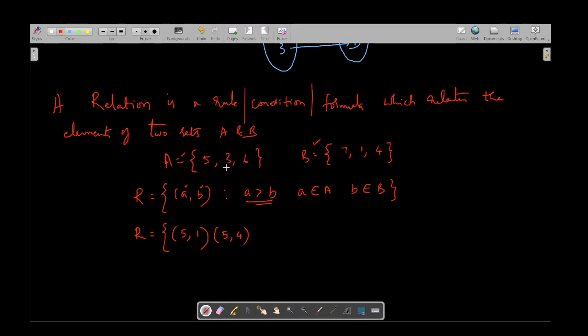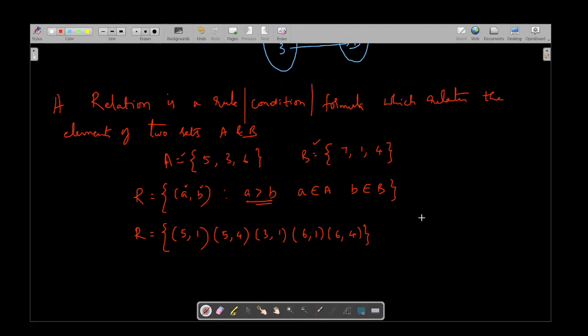Then I'll go to the next element here, which is 3. 3 can be paired with 1 because 3 is greater than 1. 3 cannot be paired with 7 or 4. Finally, we have 6. 6 can be paired with 1 and 6 can be paired with 4.